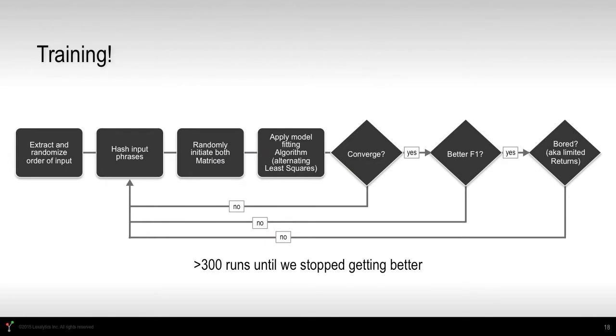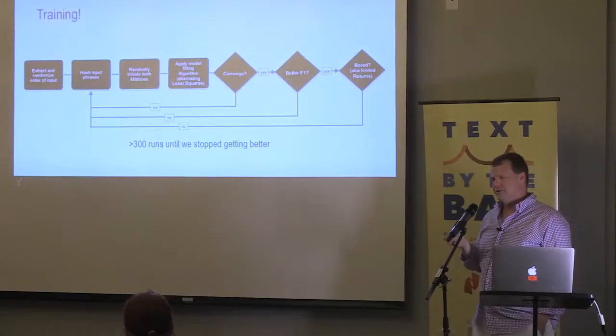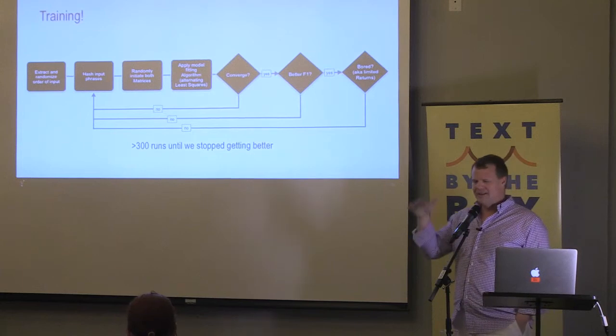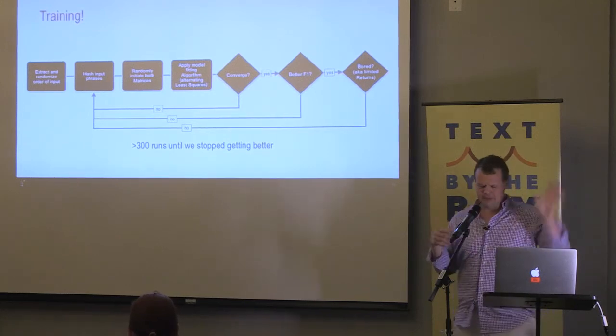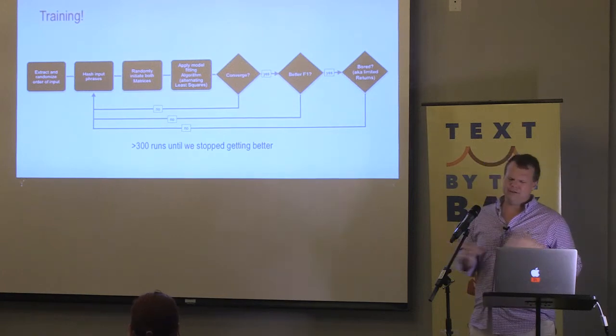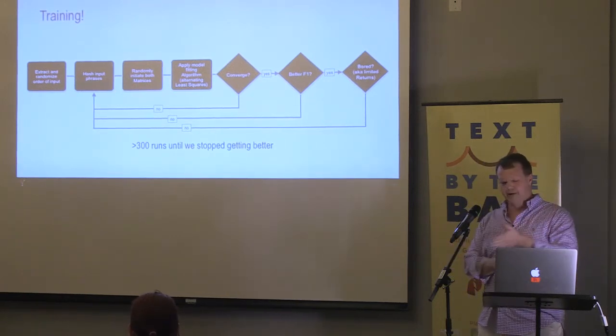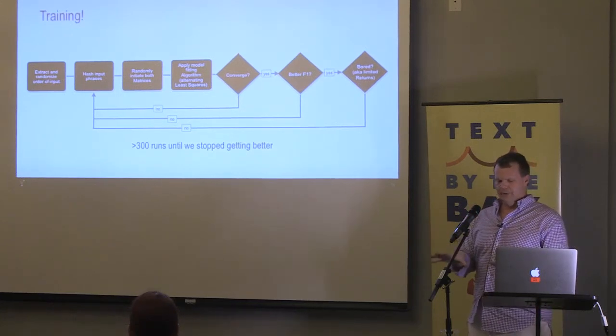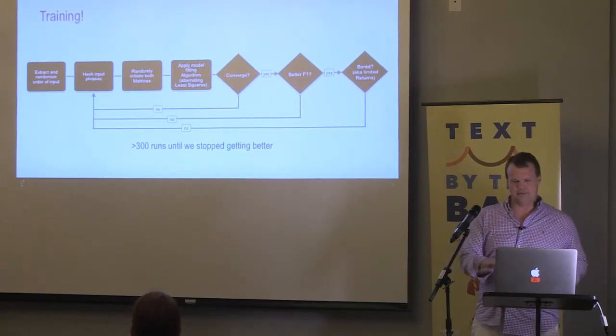We start out with extracting all of those chunks, and then we randomize them, we mix them up. And so then we hash the input phrases. So the first thing, after we mix them up, we hash everything. And so we tried a couple different seeds and stuff, so we optimized that a little bit. And then you randomly initialize both matrices. So there's another bit of randomness.